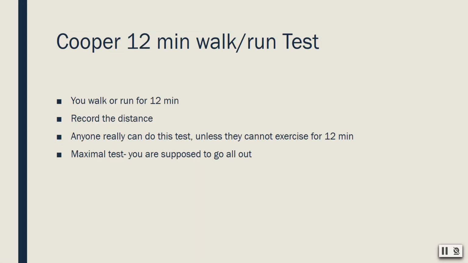And then the third test you'll do is the Cooper 12-minute walk-run test. For this, you're just going to walk or run for 12 minutes and record the distance. So again, you can use a Fitbit, Apple Watch, or use a website to get that distance. Anyone can really do this test unless they can't exercise for 12 minutes because you can stop to take breaks whenever needed. Even if you are sedentary and don't do a lot of running, you can still complete this test by walking most of it. You are supposed to go all out, so this is considered a maximal test.